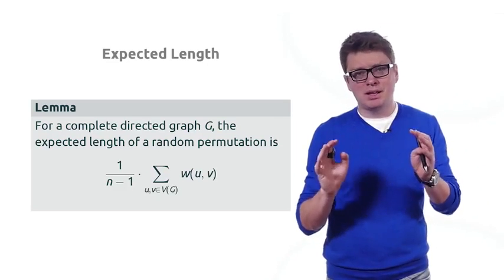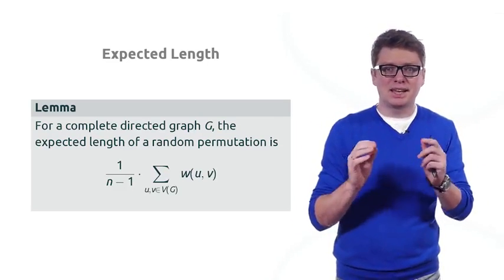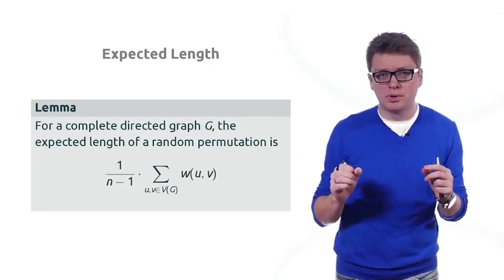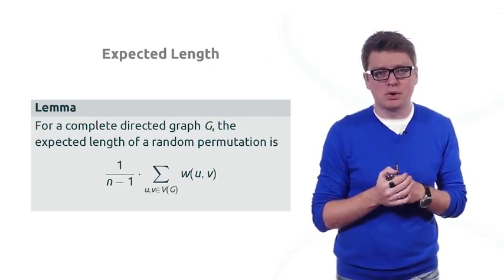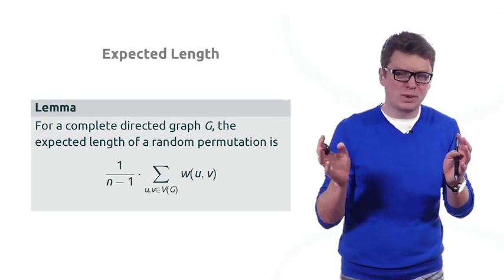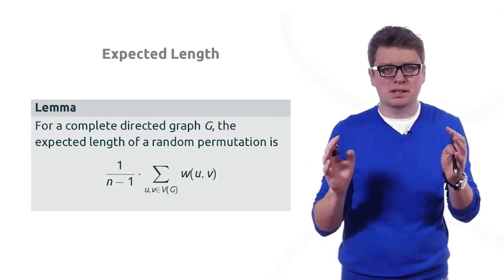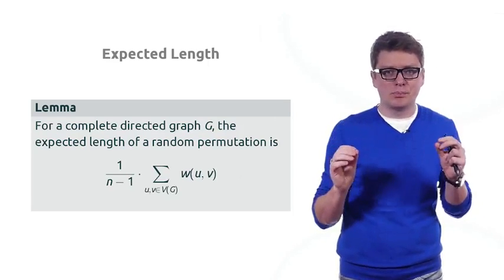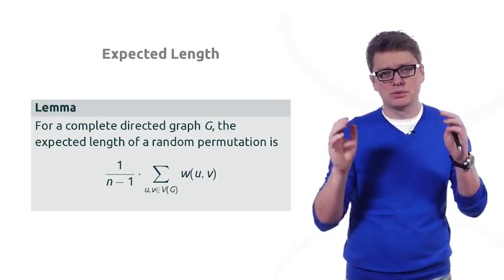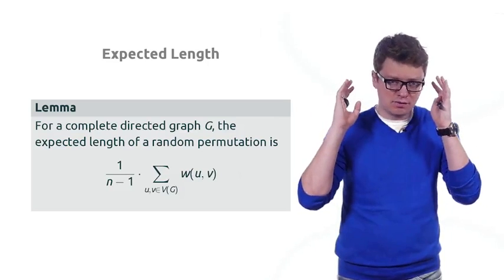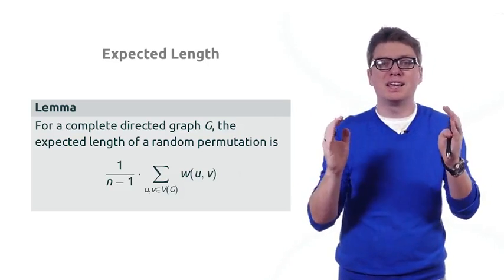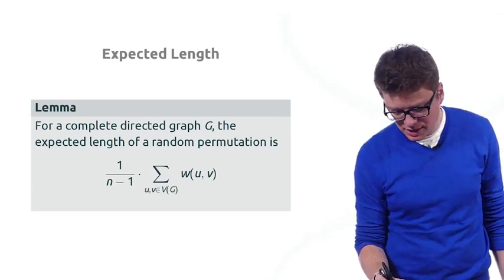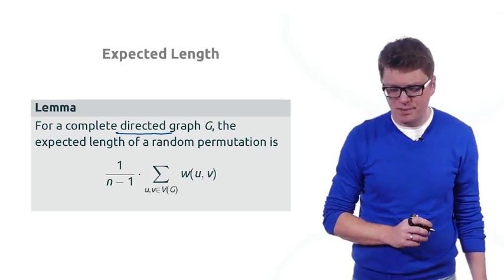So the lemma that you see here on the slide tells us how to compute the weight of a random permutation. And when I say the weight, I mean of course the expected weight. The expected weight of a random permutation is equal just to the sum of the weights of all edges divided by n minus 1. And here I assume that we have a directed graph.